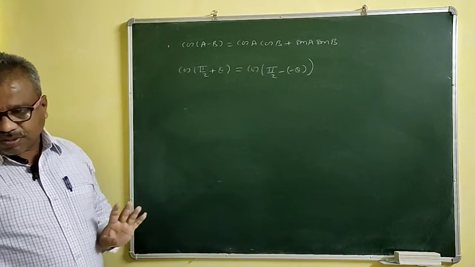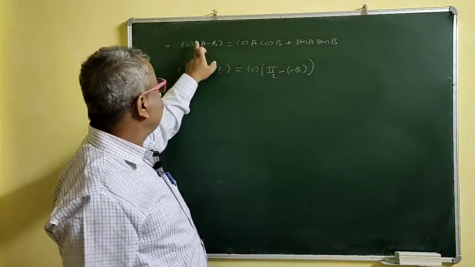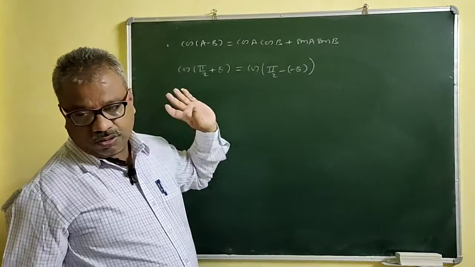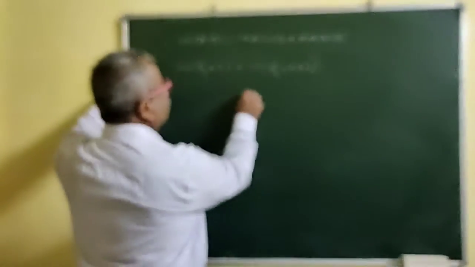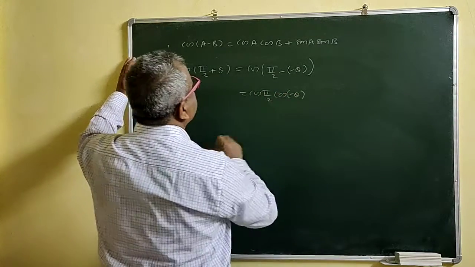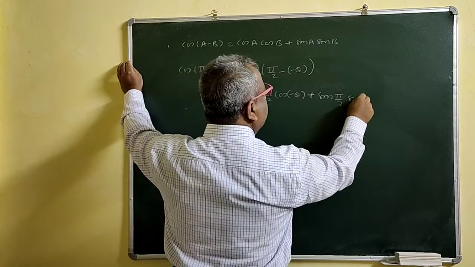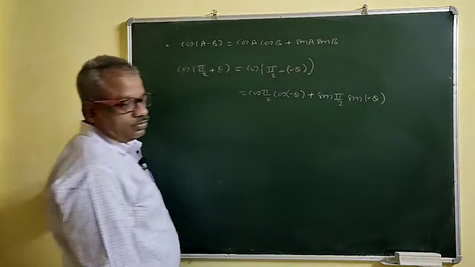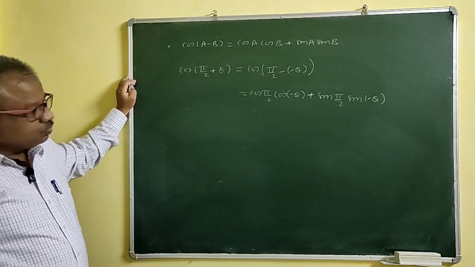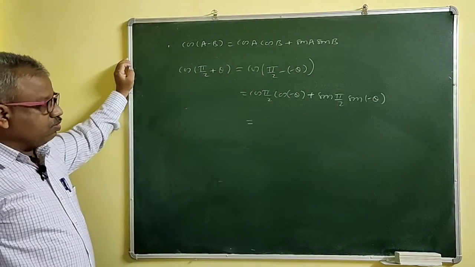You know the trigonometric ratios of minus theta, right? So we can write this as cos of pi by 2 minus theta. So this is a minus b, where b is minus theta and a is pi by 2. So we'll expand this: cos pi by 2 cos minus theta plus sin pi by 2 sin minus theta. So this is equal to what?